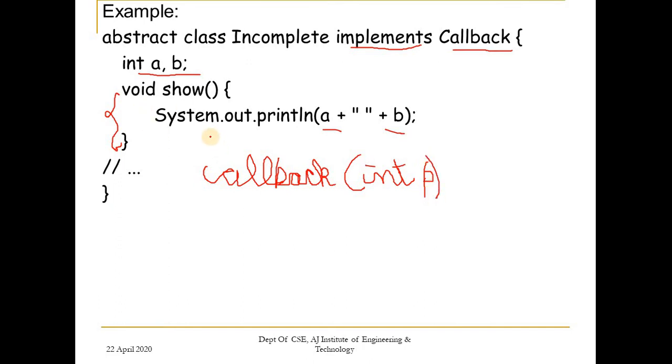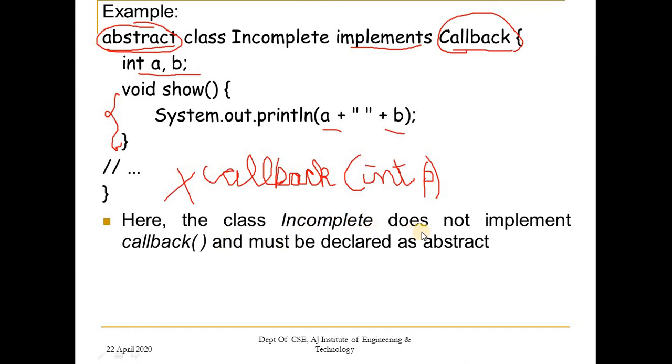This method has not been implemented. So the class that is not going to implement the interface fully, that is, it is not going to implement all the methods of the interface, you must declare this class as abstract. Okay, so a class which does not implement the interface fully must be declared as abstract.